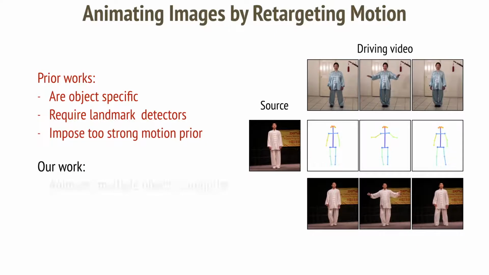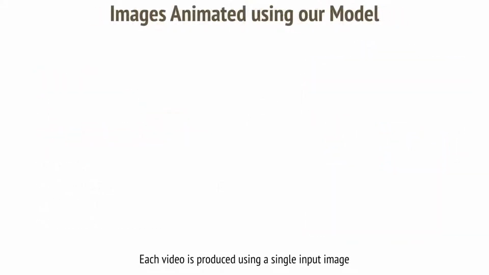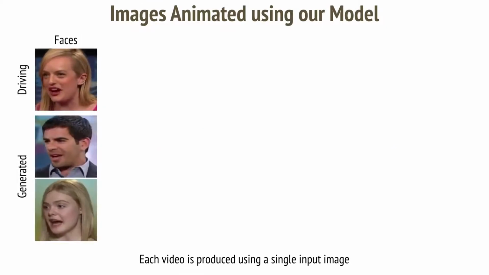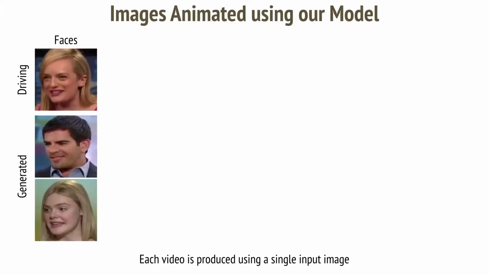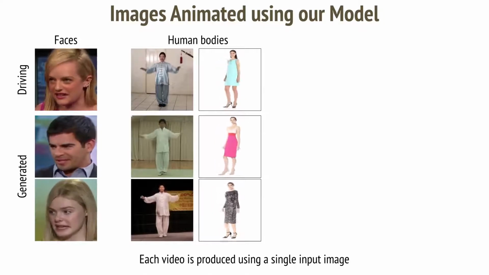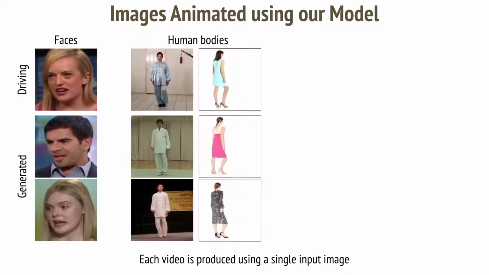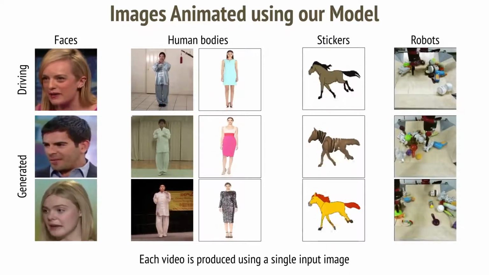Our work supports multiple objects of the same category, does not require a motion model, and learns to transfer motion and motion only, keeping the identity of the source object fixed. Once trained on faces, the method applies to any face. Once trained on human bodies, the model animates any human body. The same works for stickers and robotic arm movements.